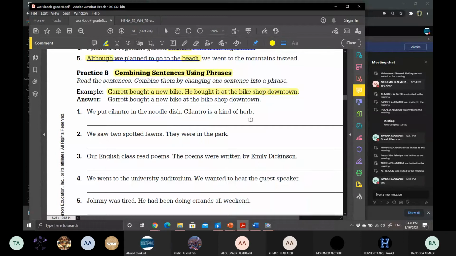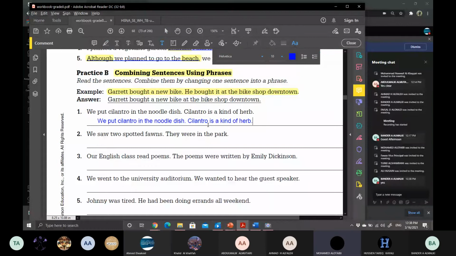Otebi, can you do it? Yes, teacher. Number one, we need to combine these two sentences into one. We put cilantro in the noodle dishes. Cilantro is a kind of herb.